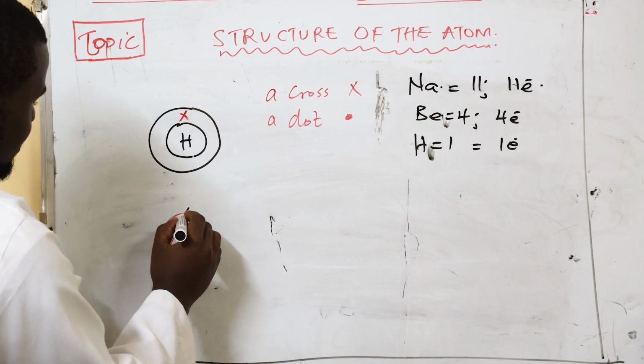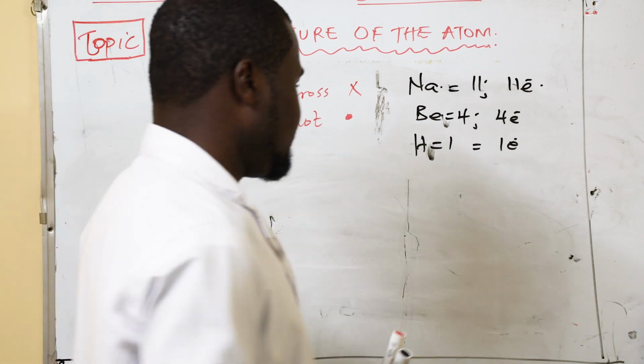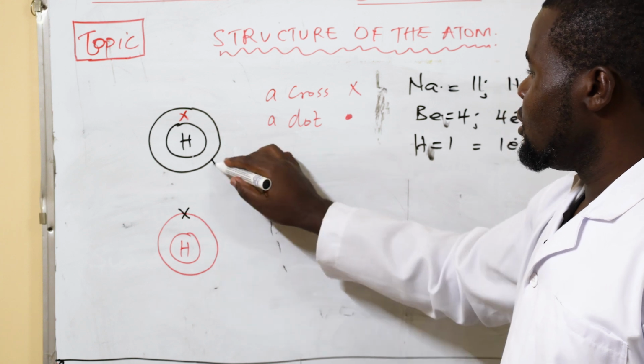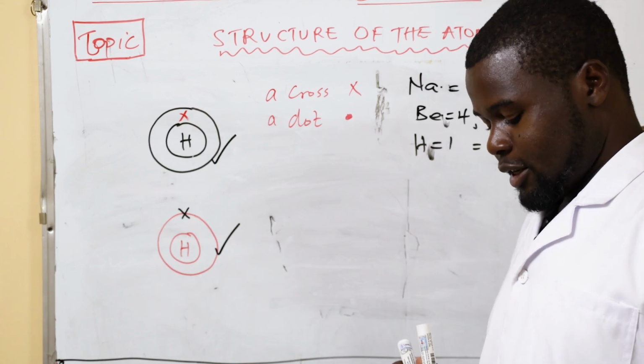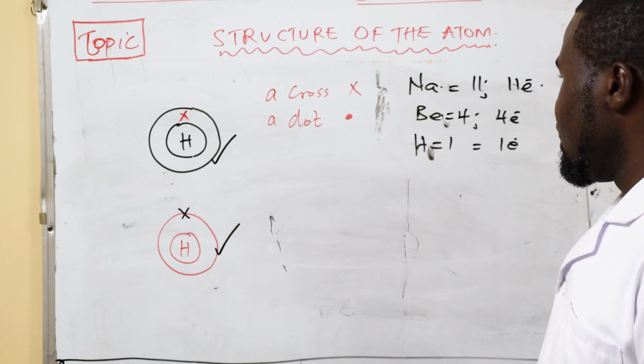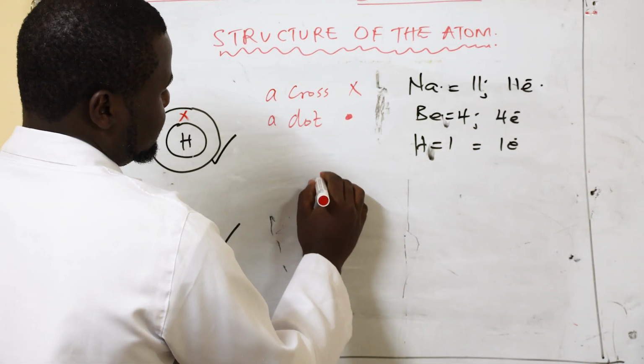Then you have your electron there. The question is, which one is correct? Both are correct. Both are correct. Now after that, let me draw the one for beryllium.